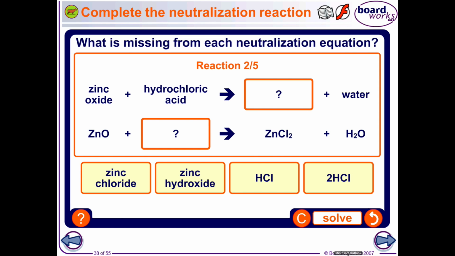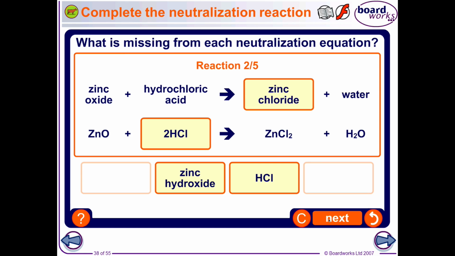Second reaction, zinc oxide plus hydrochloric acid gives something plus water. The formula is ZnCl2. So looking at that, you can work out that it's going to be zinc chloride because hydrochloric acid will always give a chloride, and the formula for hydrochloric acid is HCl. Notice I need 2 of them to balance the equation.